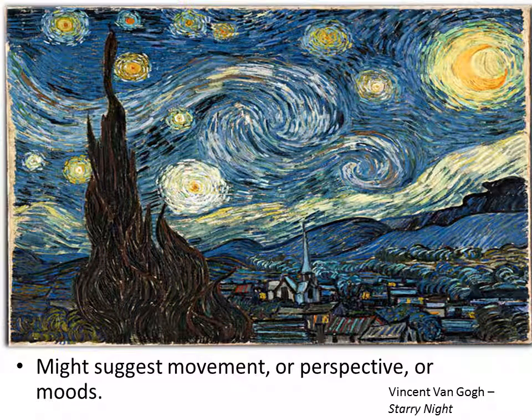Line can also be used to suggest movement or perspective or moods. And certainly in this artwork, I think you'll agree that Van Gogh has very effectively used line to create a sense of movement and mood. We get the sense that the wind is really howling across this village. We can see the trees being tossed in that wind. There's a very strong sense of a foreboding, dark, windy night, and he has done that using static lines and yet done so in a way that it creates this sense of energy, vibrancy, and movement.